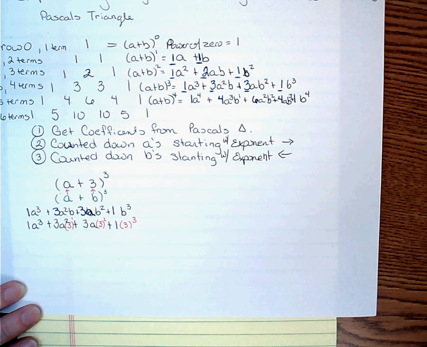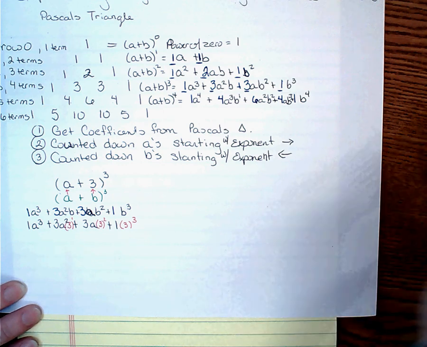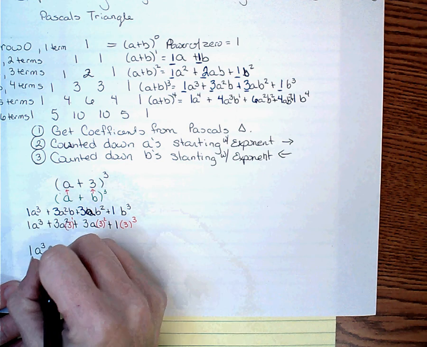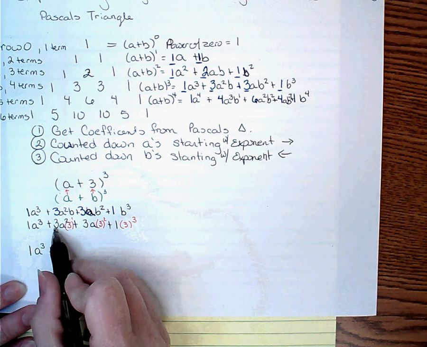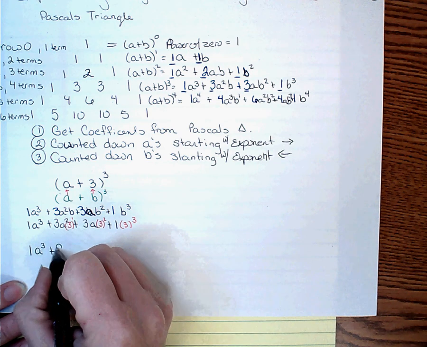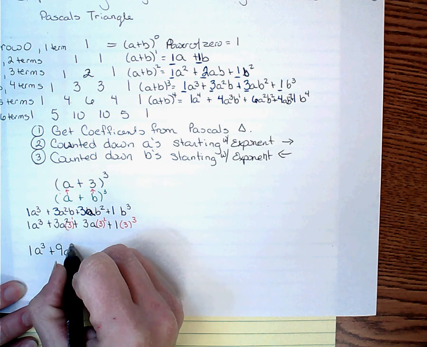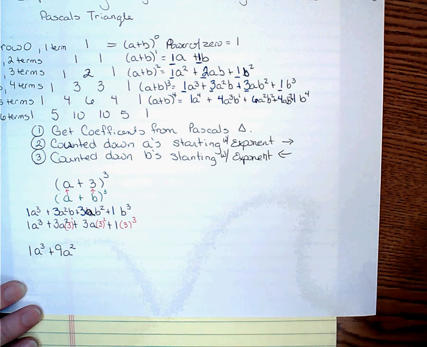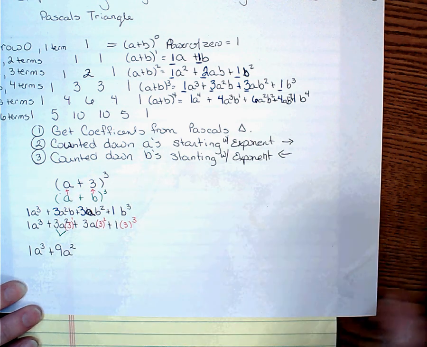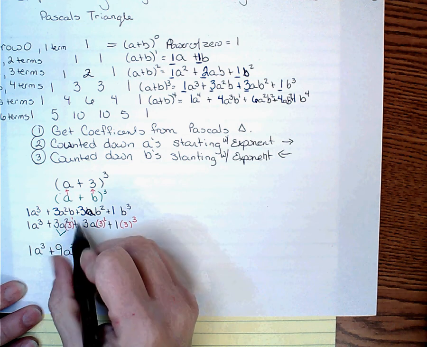Now I have to do the math. So my answer is going to be 1a to the third plus, this is multiplication, so this is 3 to the first, which is 3, times 3, which is 9, and then we bring down the a squared. So I basically took these two and I multiplied them to get to my 9. Bring down the plus sign.